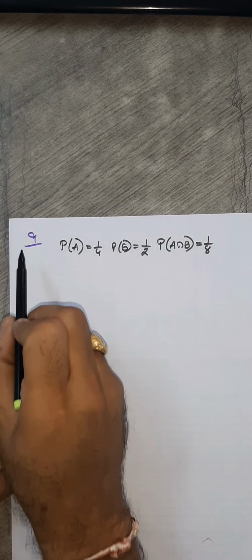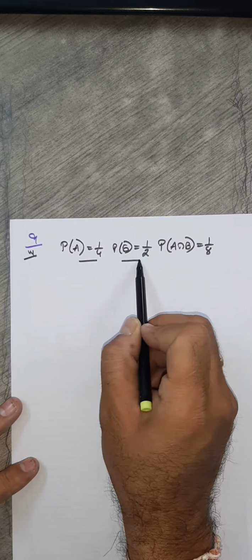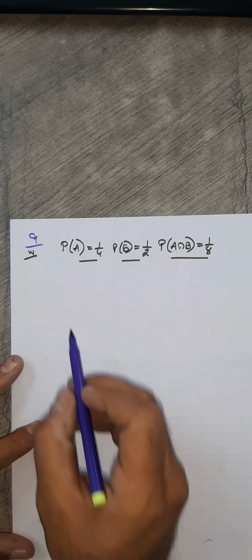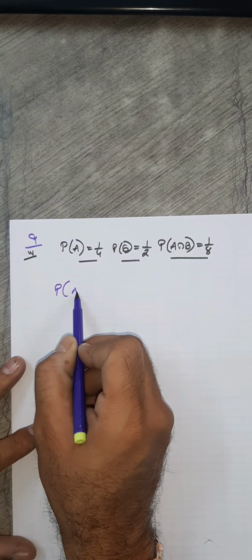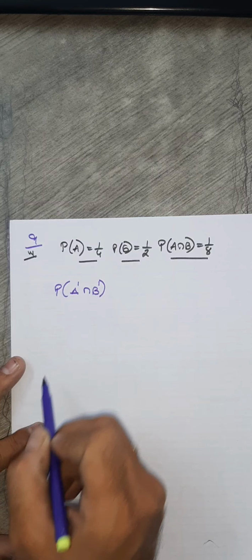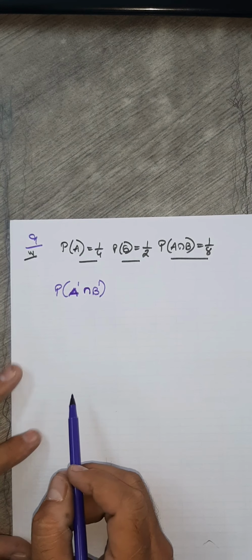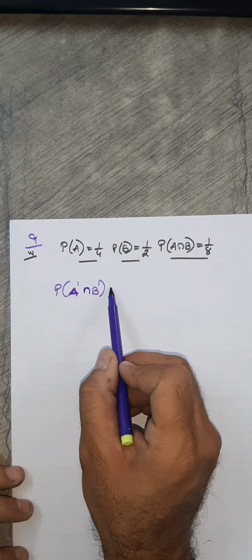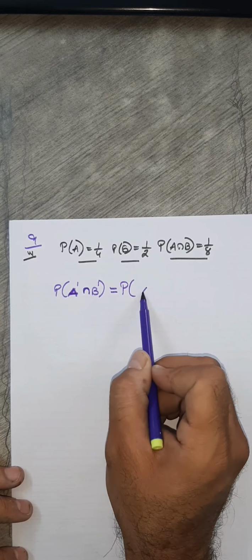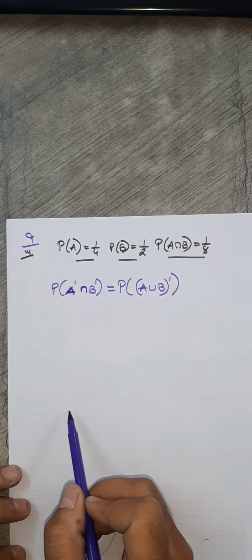Next, 9th question. That's also a good question. You are given P of A as 1 by 4, P of B as 1 by 2, and the intersection is 1 by 8. What is asked? You are asked for A dash intersection B dash, where dash means not. We want the probability of A dash intersection B dash. We did such things in sets also. When we have both complements, then we use De Morgan. So I can rewrite it as A union B the whole dash. This is by De Morgan's.